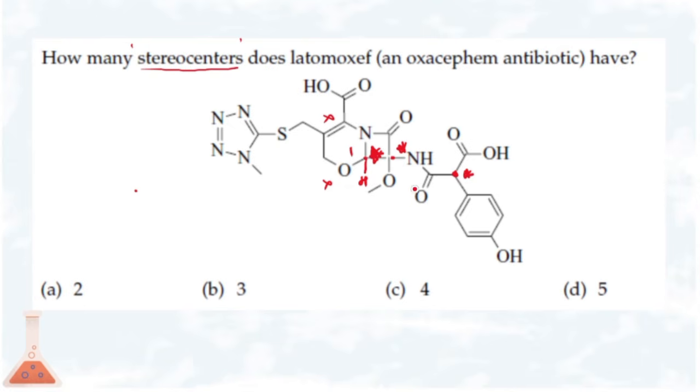Although both of them are attached to CO, still we consider it as a chiral carbon because here you have an amide and here we have a carboxylic acid. Here there is a phenyl group and the fourth atom here is hydrogen. So all put together, how many chiral carbons are there? 3. Hence, the correct option is option B.